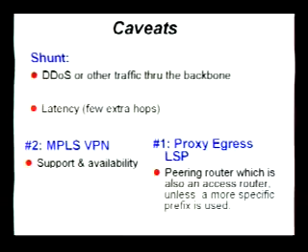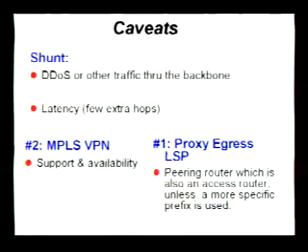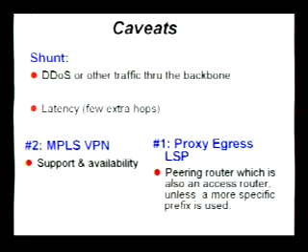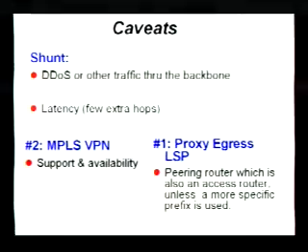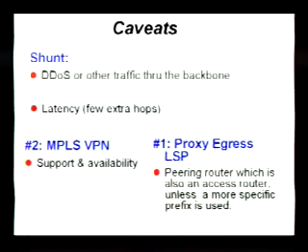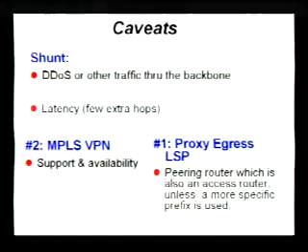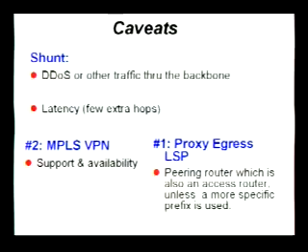So, the caveats here are the denial of service traffic still goes through the backbone and you're not filtering it at the edge. And there is some latency involved. The latency for the number of hops is usually insignificant. Routers are very fast at this point. It's just really the distance that you're sending the traffic.